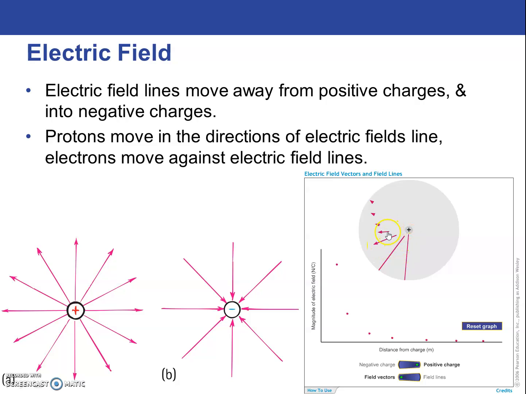And it drops really quickly because of that r squared, right? If it wasn't r squared, it would drop slower. And then of course, if we switch the charge in the center, again our electric field is strongest the closer we are, and weaker as you move farther out.